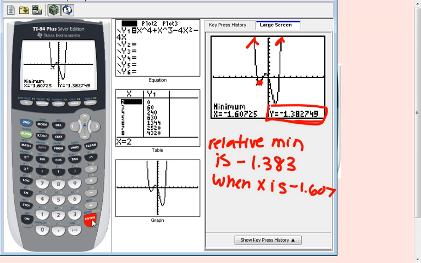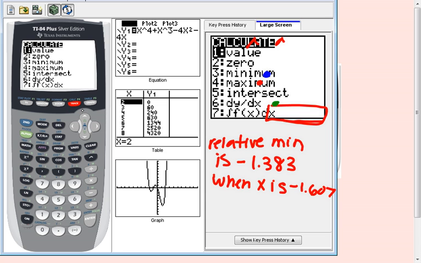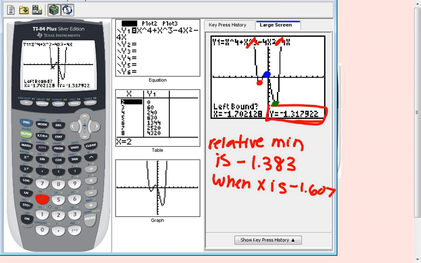Make sense? Good? Could you guys then figure out what this point is the same way? Do I need to do it, or are you good? You're good? Okay. How about this point right here? What are we going to do differently when we do that point? Maximum. You're going to do maximum, exactly. So you'll go second trace, and you'll choose number 4 for maximum.